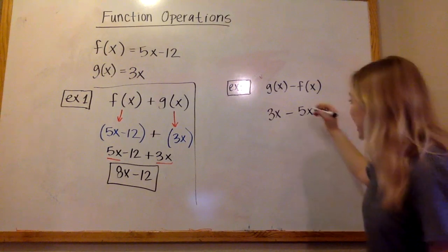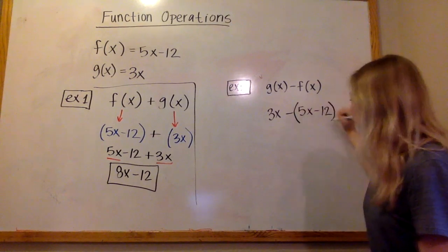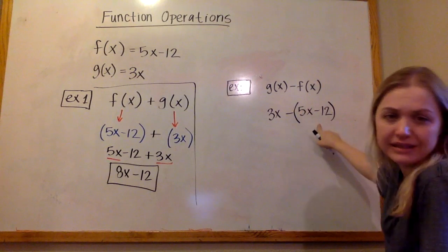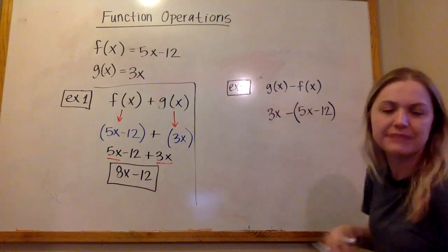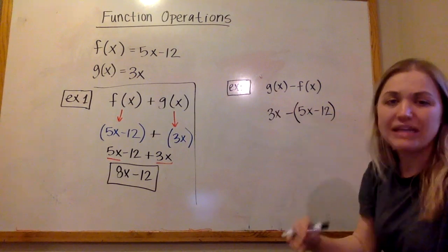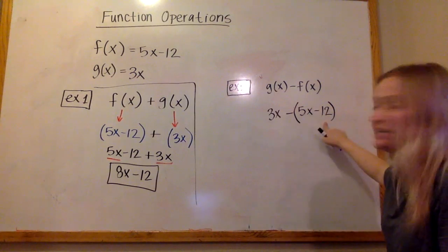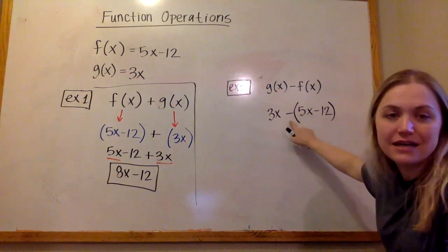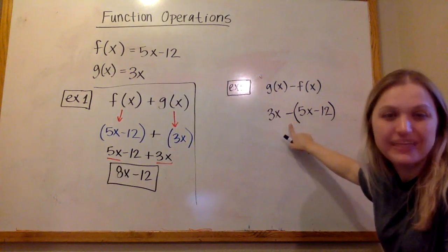However, what I really should have is the 5x minus 12 is in parentheses. And the 3x could be in parentheses, but it's all alone. It's already just fine all on its own. But here's why it's so important that the 5x minus 12 is in parentheses. This is not a positive 1 in front of it. That's a negative 1.